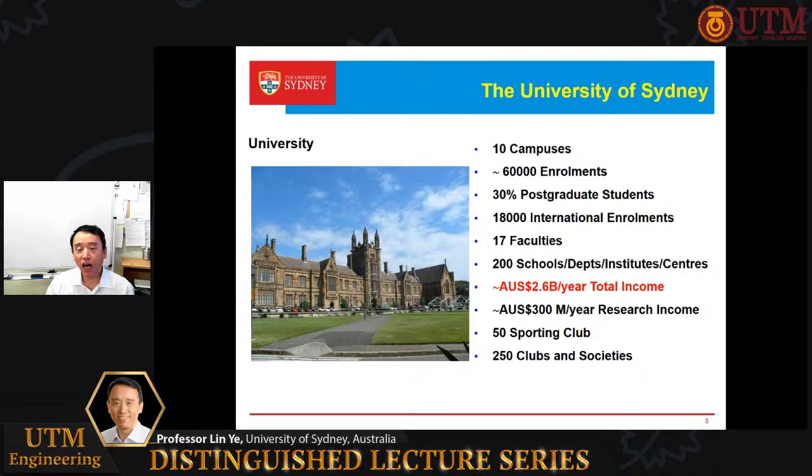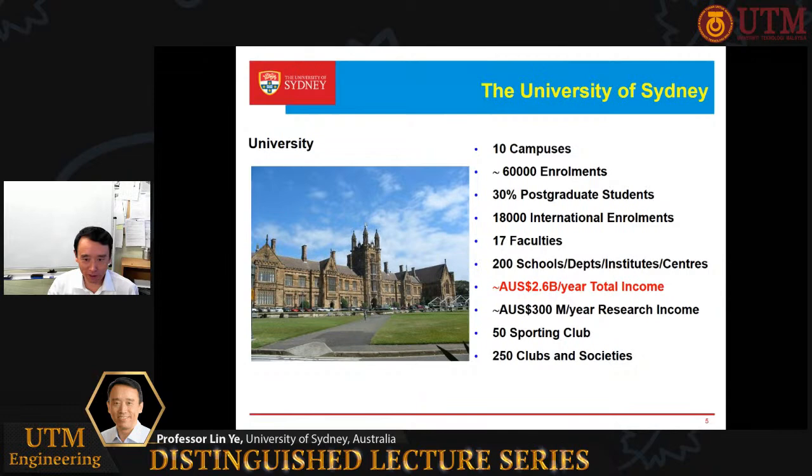Now we have nearly 20,000, or let's say 18,000, international students. Out of these 18,000 international students, the majority are from Asia. I think probably 15,000 are from China. That's just before the pandemic.